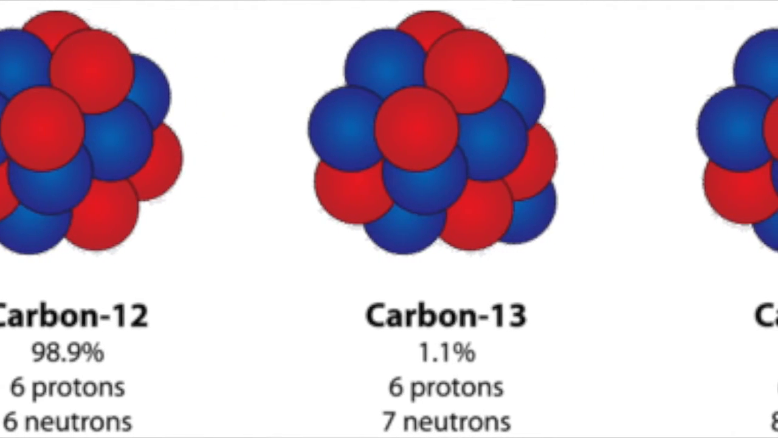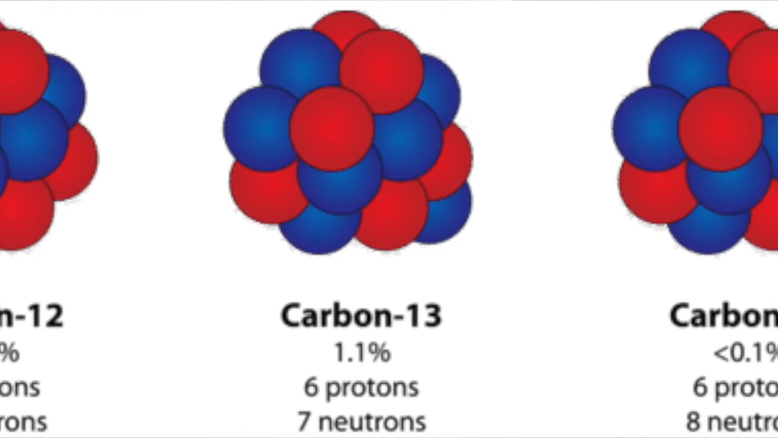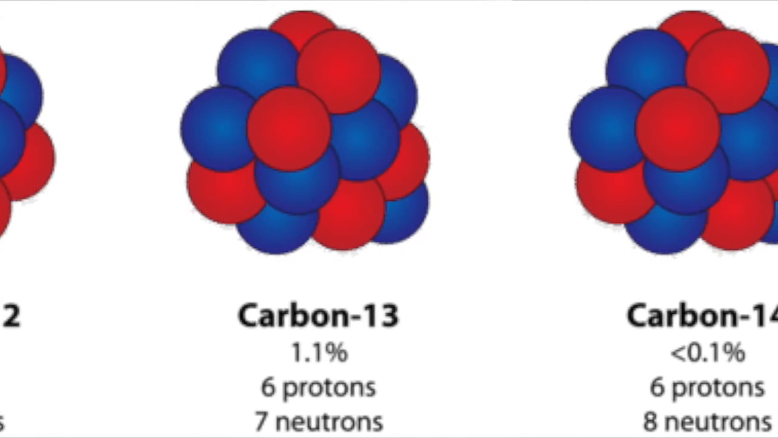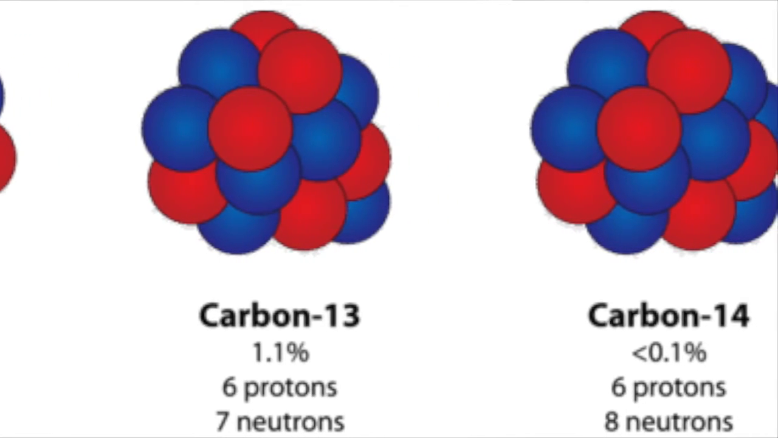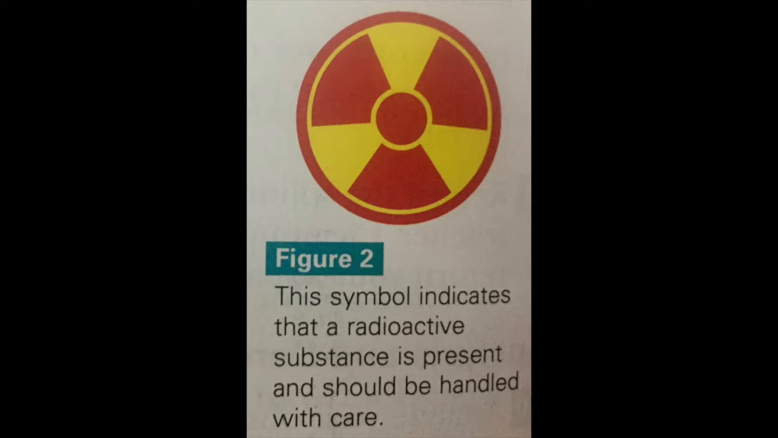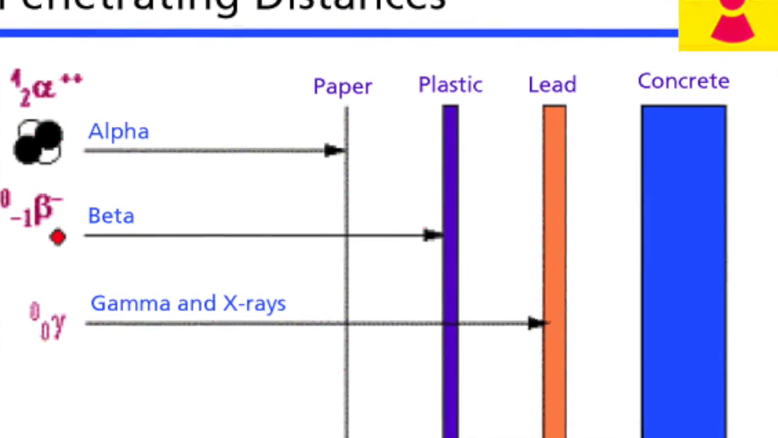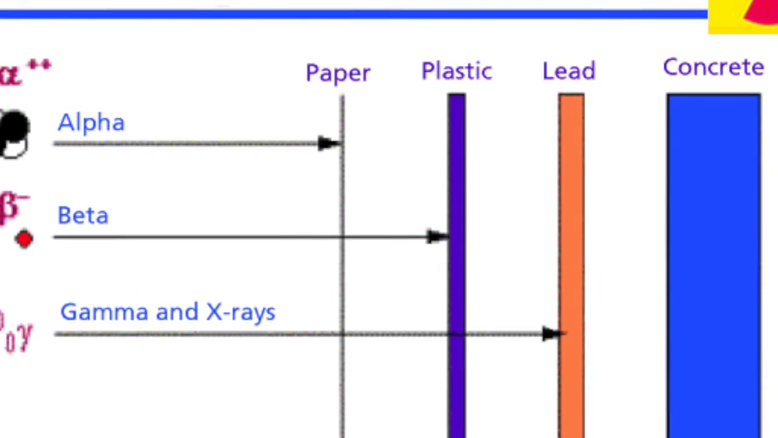However, some isotopes are unstable or radioactive, which means that the nucleus has a tendency to break apart and eject very high energy particles into its surroundings. Figure 2. The symbol indicates that a radioactive substance is present and should be handled with care. The huge amount of energy these particles have can be both dangerous and useful. Atoms that have unstable nuclei are called radioisotopes.